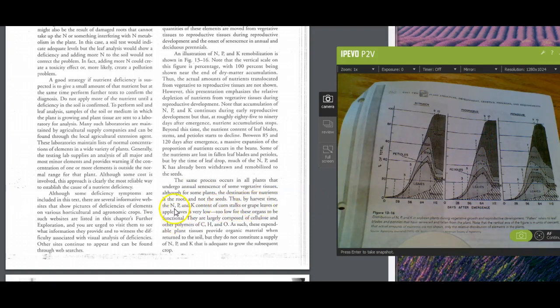But anyway, by harvest time, the nitrogen, phosphorus, and potassium content of your corn stalks or grape leaves or apple leaves is very low, and too low for those organs to actually be very functional. So by the end of the season, they're pretty much just made up of carbon, hydrogen, and oxygen, and they provide organic material when returned to the soil, but they don't put much nitrogen, phosphorus, or potassium back into the soil, simply because it's already gone off into the roots or up into the seeds, as we've seen here.